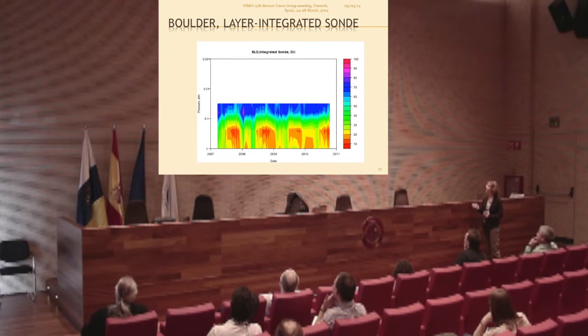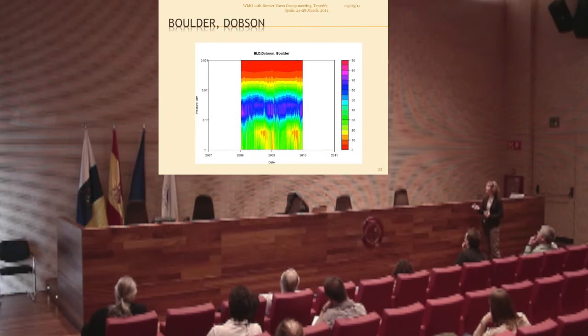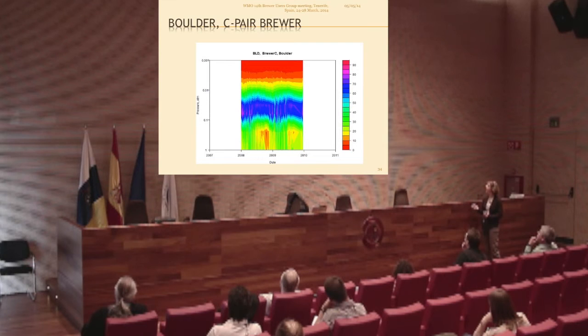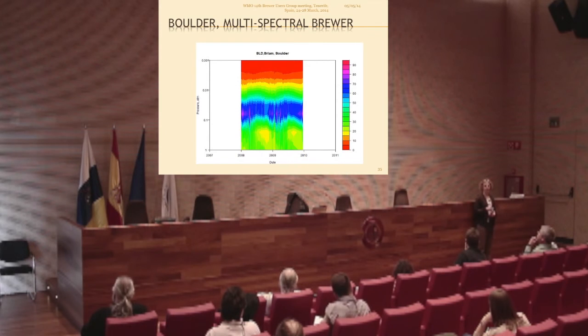I want to skip the conclusion just to give you another glimpse of Boulder data. Sonde, with the averaging kernel applied to the sondes. You have Dobson, you have Brewer, single, multiple. They all almost look the same, but they're not exactly the same. And that's what I'm trying to do: characterize the Brewer the best I can so that they will look exactly the same, so we're measuring the same atmosphere, the same ozone variability.